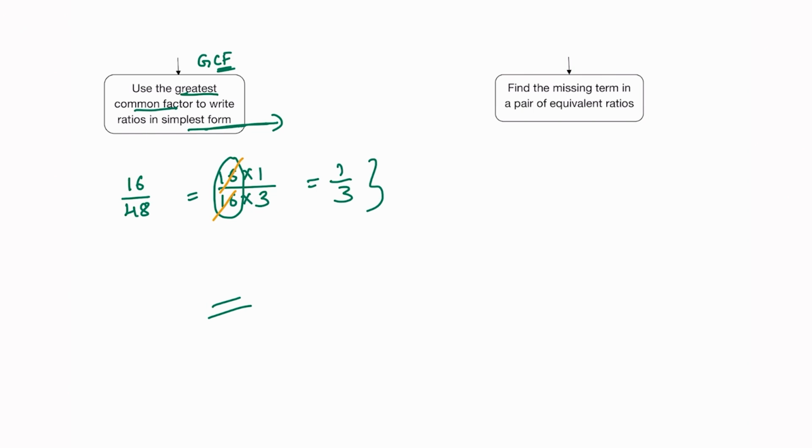Find the missing term in a pair of equivalent ratios. So we have to find missing terms. Let's take an example. Let's say we have 4 over 36 equals 9 over something. That's the missing term. How do we know what to write there? We have to find the relation here. 4 to 36, how do you reach there? You multiply by 9. 4 times 9 gives you 36. So whatever you did on the left-hand side, you are going to do the same thing on the right-hand side. So you do times 9 here again. 9 times 9 is 81. So that's how you find missing terms.